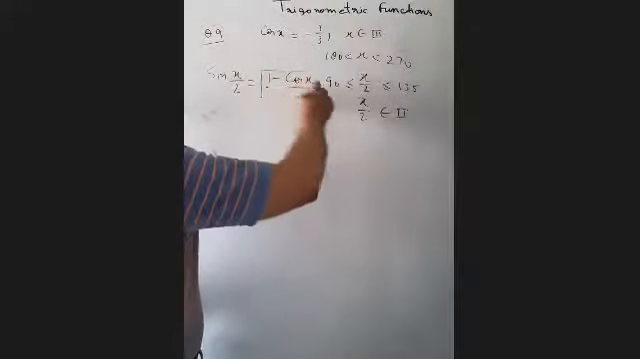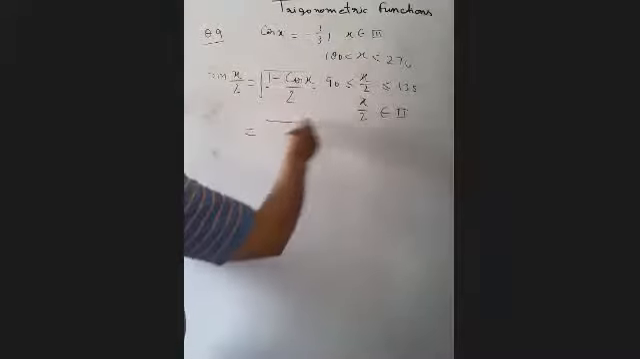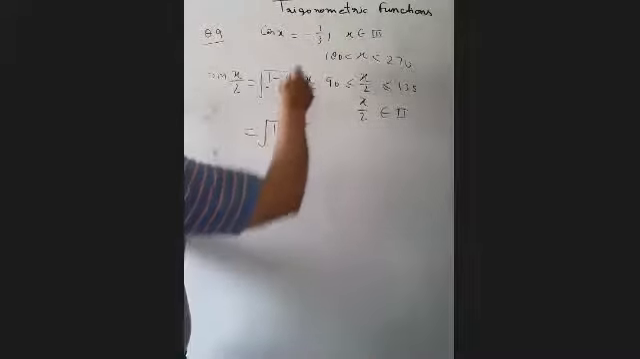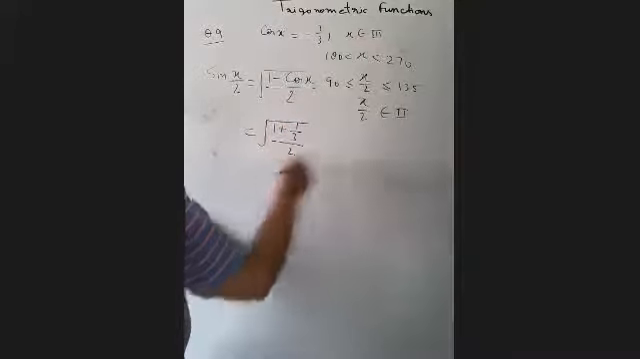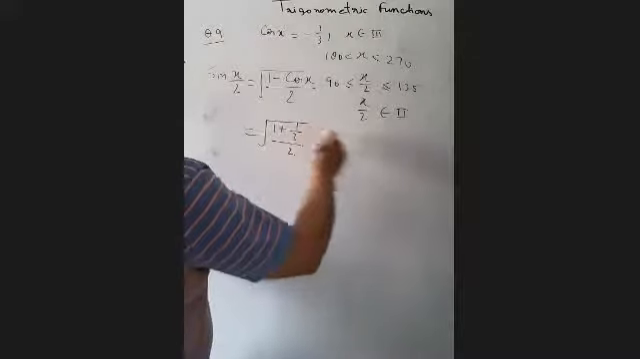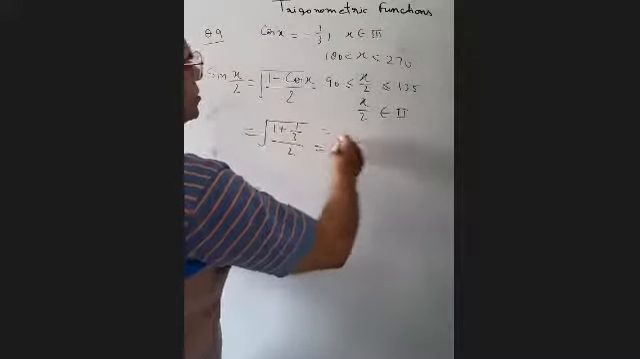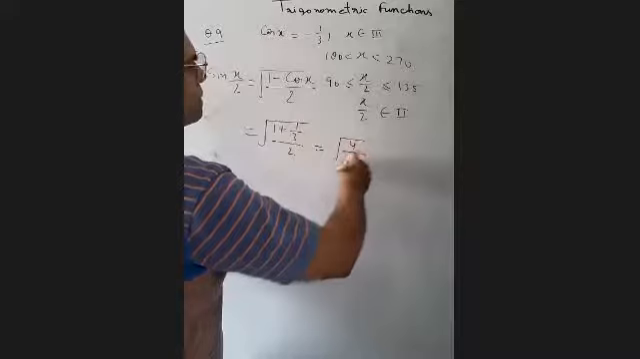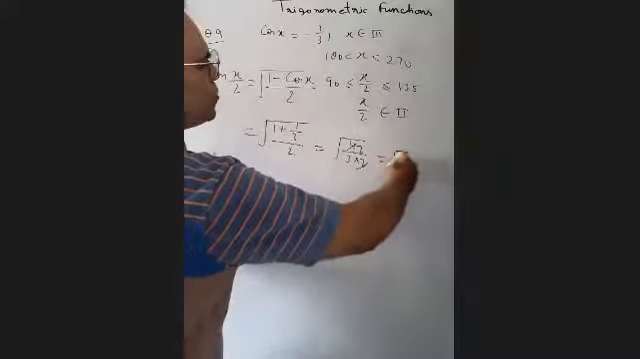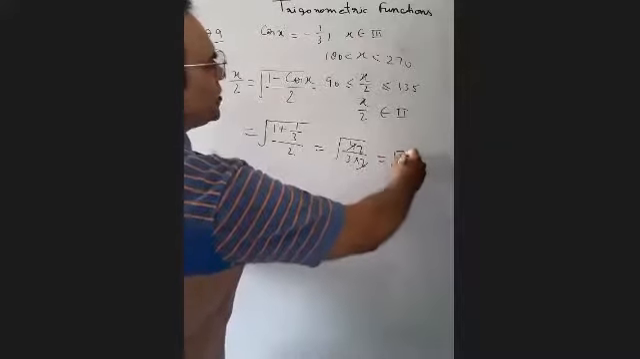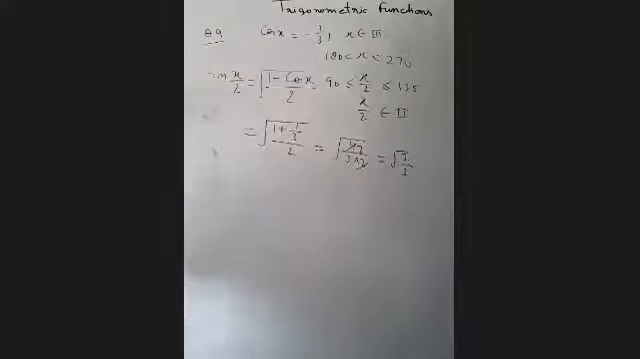If you can remember this one, you can use it directly. It will be equal to root of 1 minus cos x, with the value of cos x being minus 1 upon 3, divided by 2. You will get 4 upon 3 into 2. The 2s we can cancel. So root 2 upon 3 is the value of sin x by 2.